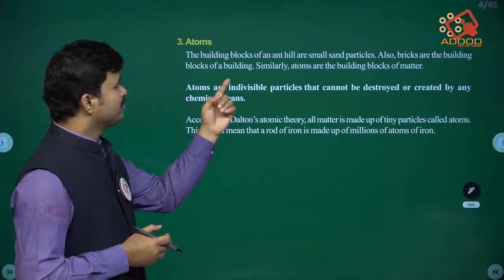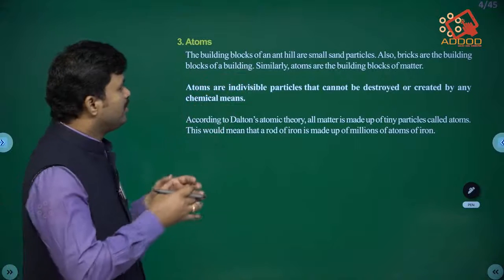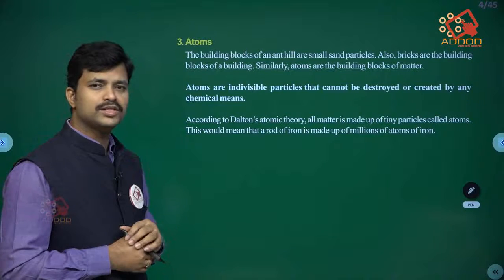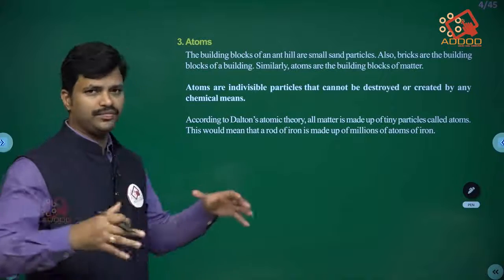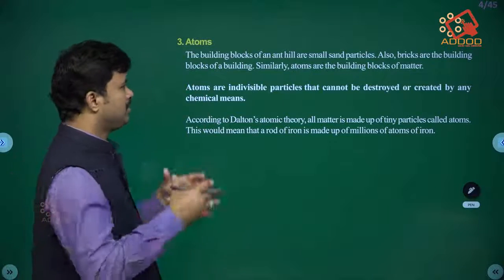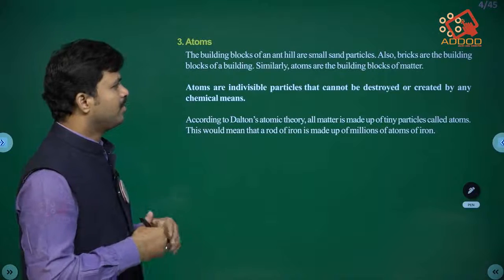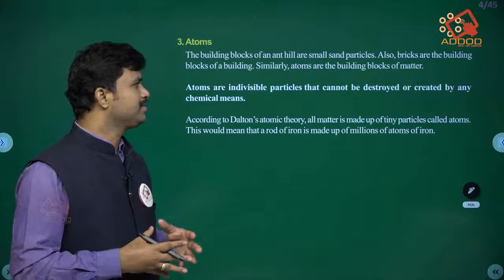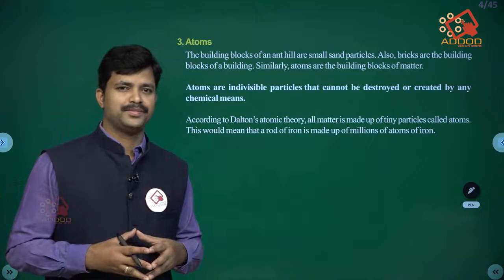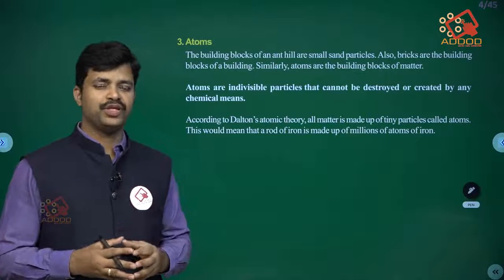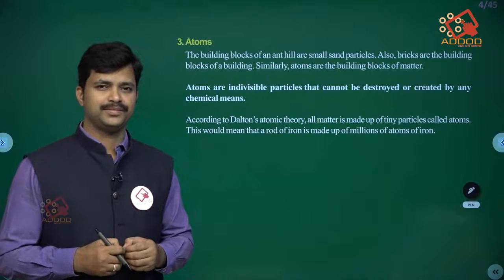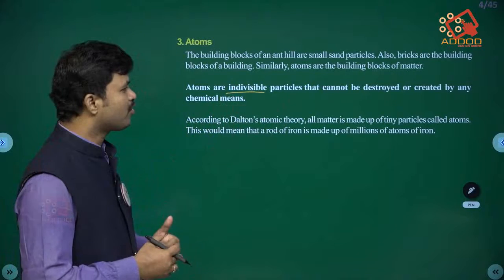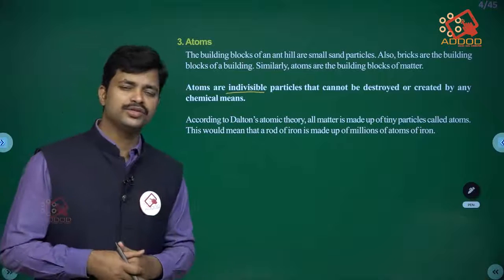The building blocks of an ant hill are small sand particles. What is it called? A thill. Right? An ant hill is a thill that is made up of sand particles. Also, bricks are building blocks of a building. Similarly, atoms are building blocks of matter. An atom, which is not stable, is a fundamental particle of matter. Atoms are indivisible particles that cannot be destroyed or created by any chemical means.